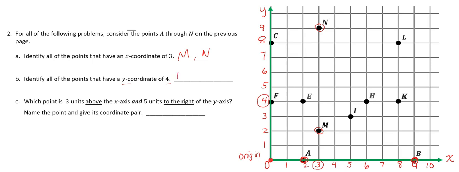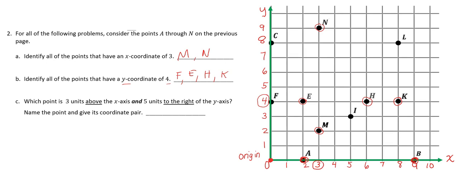To get to F, I would go over 0, up 4. I would get to point E by going over 2 and up 4. I would get to point H by going over 6 and up 4. And I would get to point K by going over 8 and up 4. So those 4 points would have a y-coordinate of 4.